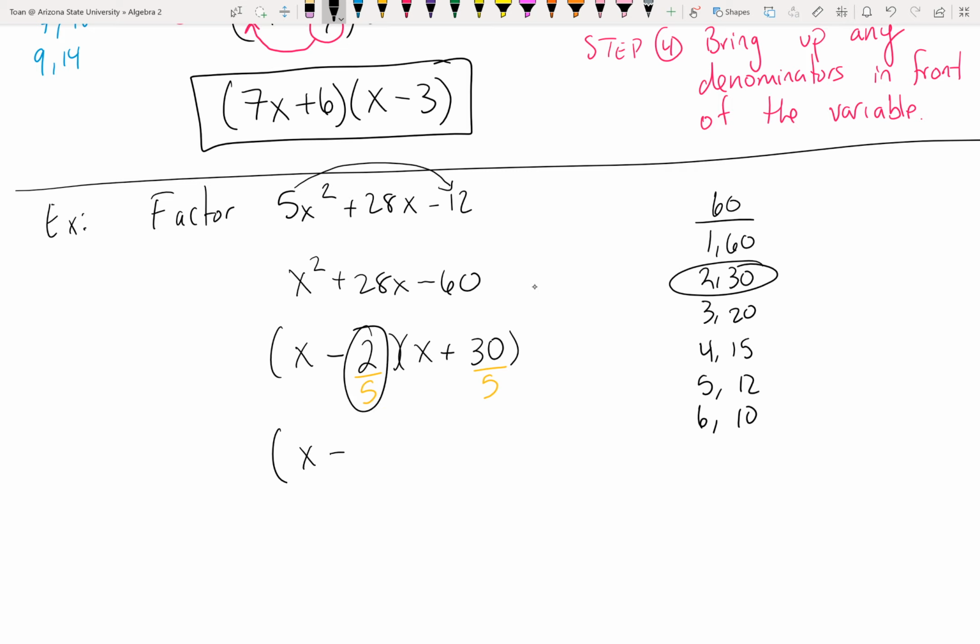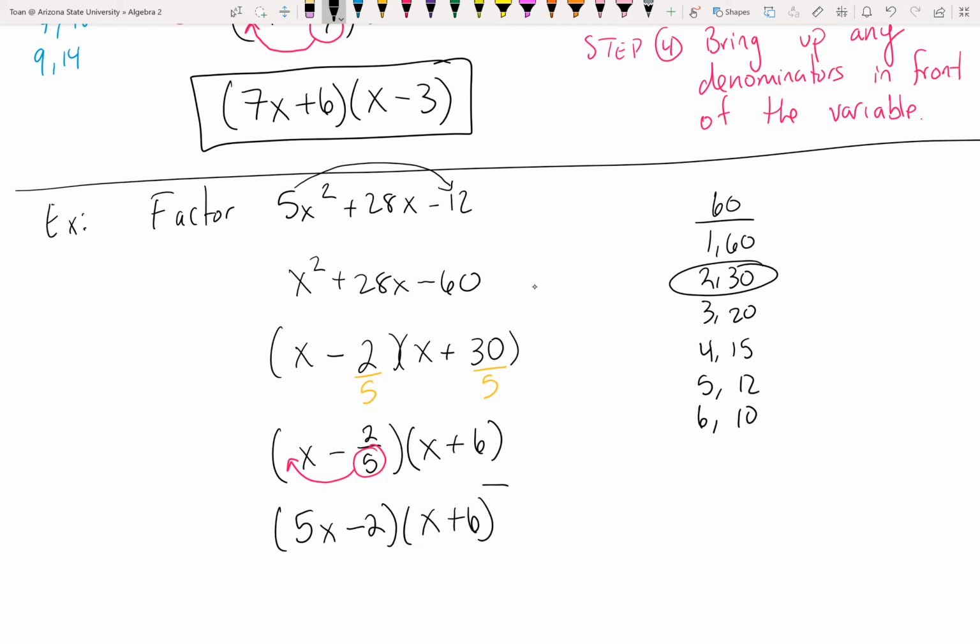I cannot reduce 2 over 5, so it stays 2 over 5. I can reduce 30 over 5. That gets me a 6. And any denominator that's left over will go in front. So the final factored form is 5x minus 2 times x plus 6. That is the factored form of our original quadratic.